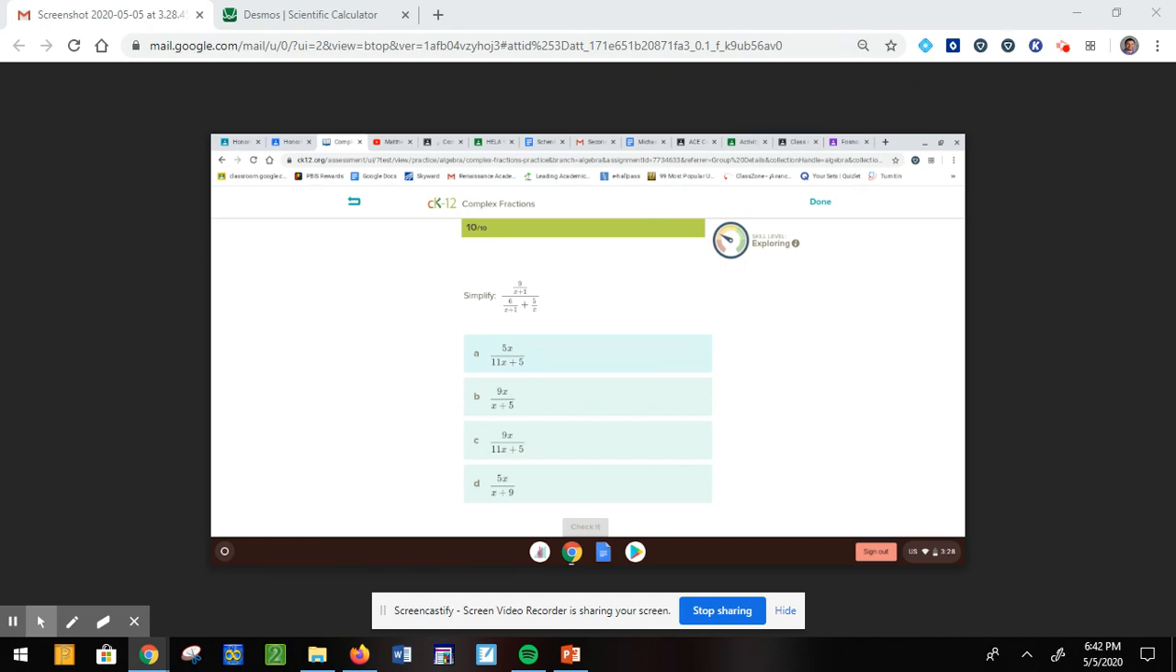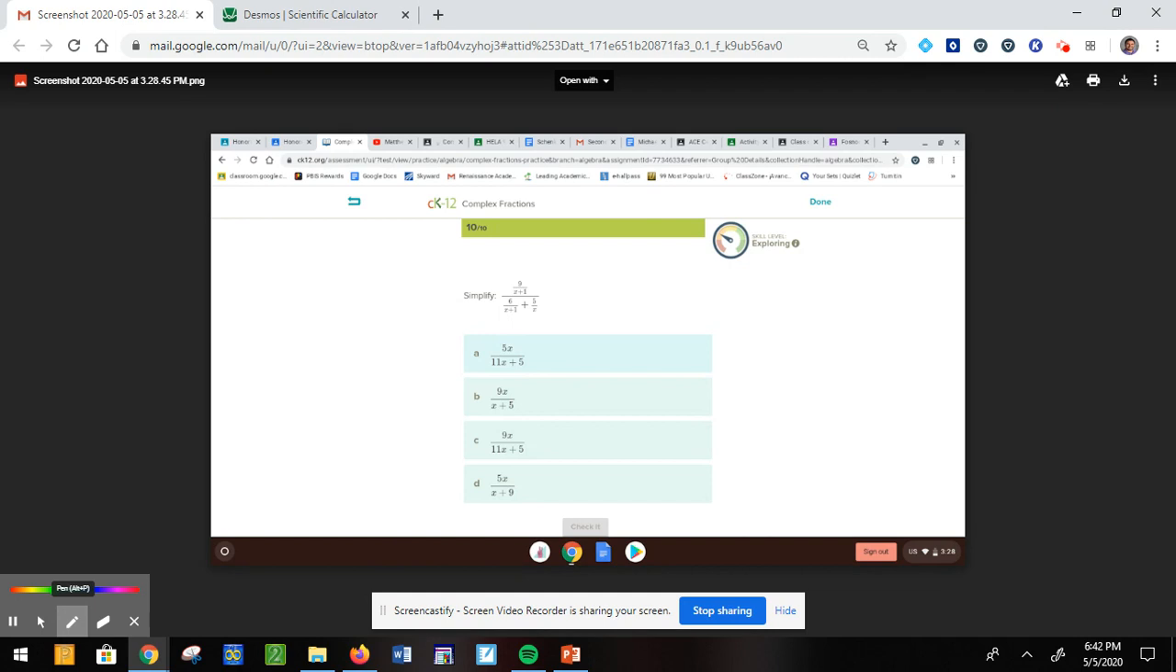Anytime you have complex fractions like this, you need to simplify the numerator and denominator separately first before you do anything else. So in this case, we need to simplify the denominator. We'll leave the numerator alone for a minute.